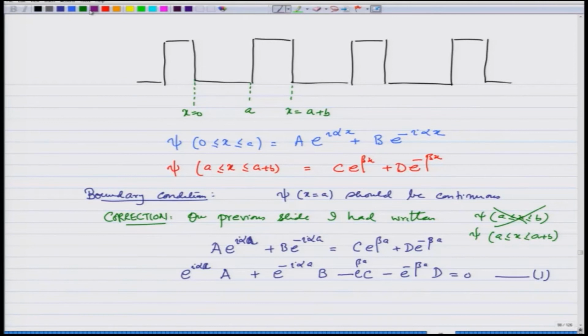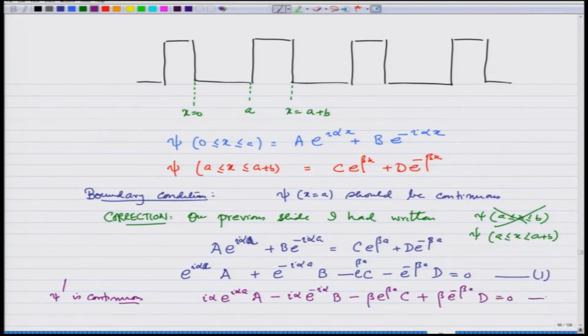I also know that psi prime is continuous, and that immediately gives me i alpha e raised to i alpha A minus i alpha e raised to minus i alpha B minus beta e raised to beta A C plus beta e raised to minus beta A D equals 0. That is my equation 2. I should have an A out here. So, I have gotten 2 equations, still there are 4 unknowns.